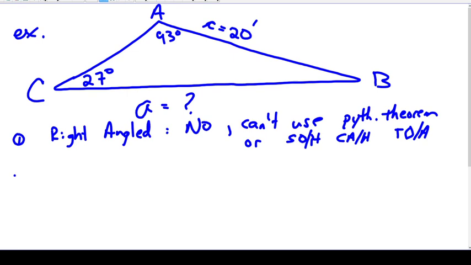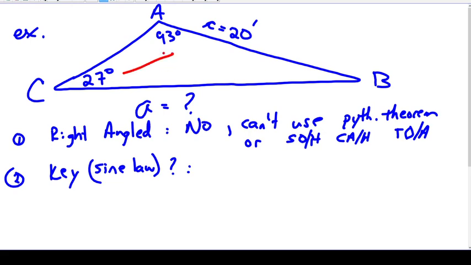Okay. The second thing you want to check is, do you have a key for the sine law? So do we have a side length? Yes. Do we have an angle across from that side length? Yes. So there's our key. And in this case, they're just asking us to calculate length A. Okay, so they're not asking us to solve the triangle. They're just asking to find little a.